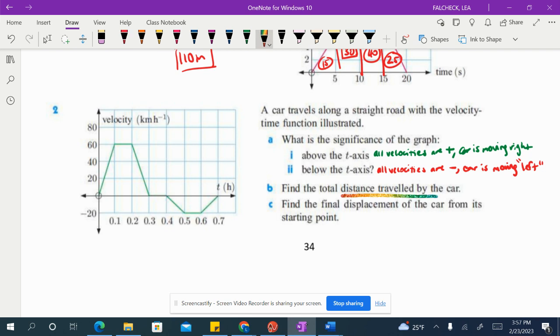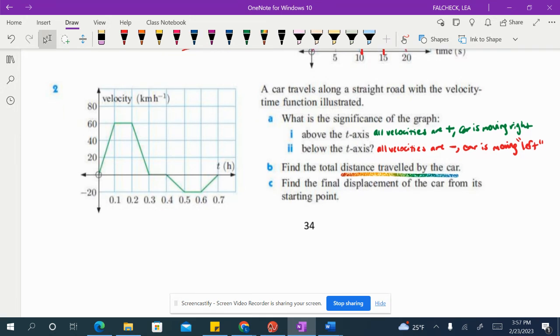Okay. So now part B says find the total distance traveled by the car. So total distance traveled by the car. We're going to set up integrals where we split it up by the roots and then we subtract the negative parts to make the area positive. Okay. So instead of setting up integrals, this is actually a nice little picture and we can just count the boxes, right?